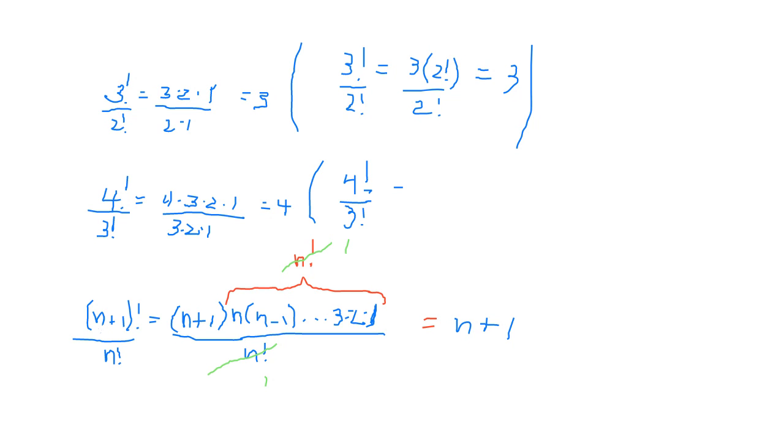Four factorial you can write as 4 times 3 factorial. Right? Because what is 3 times 2 times 1? That's 3 factorial. Right?